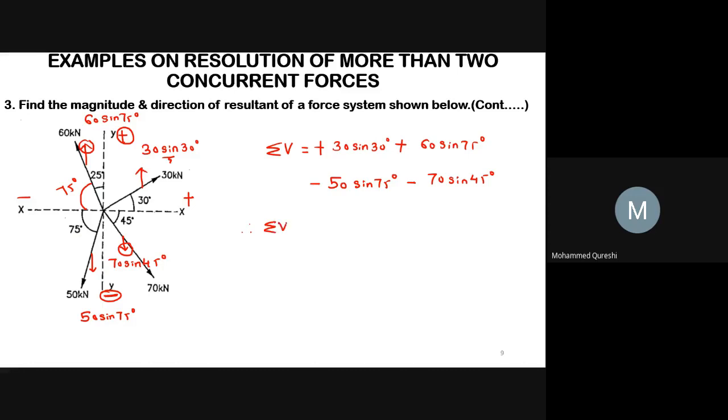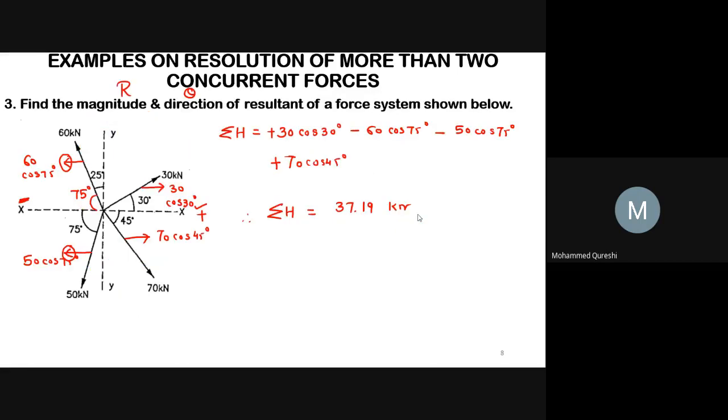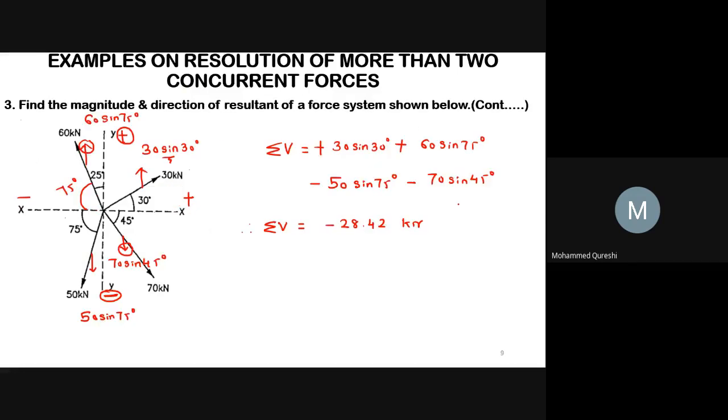Therefore sigma v will be minus 28.42 kilo Newton. So here sigma h is 37.19 positive, so it will go along positive x-axis, and sigma v is minus 28.42, so it will go near negative y-axis.